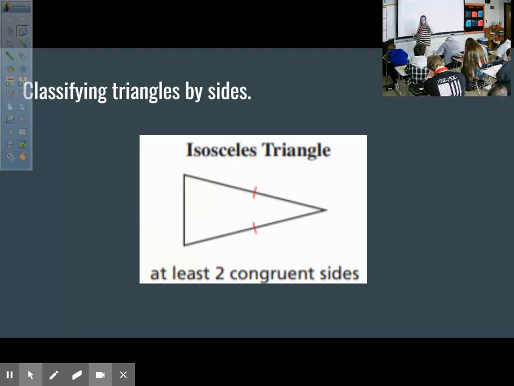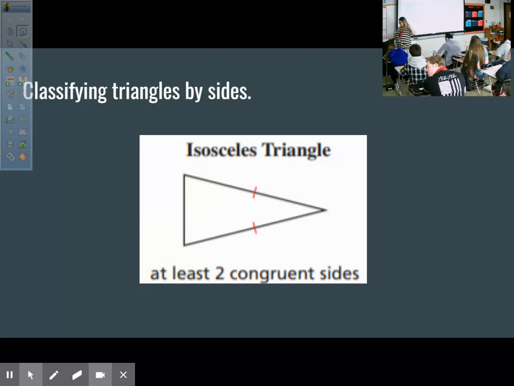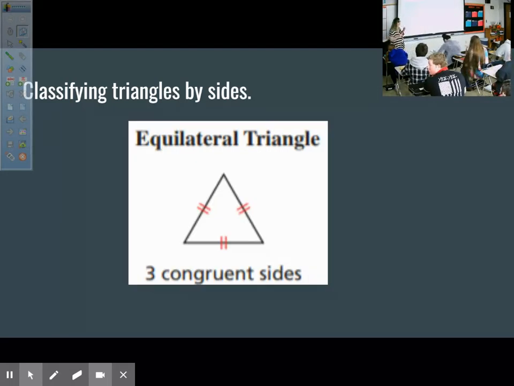What is it called when they're all the same? Equilateral. Equilateral triangles are whenever all 3 sides are congruent. All 3 sides are the same length.